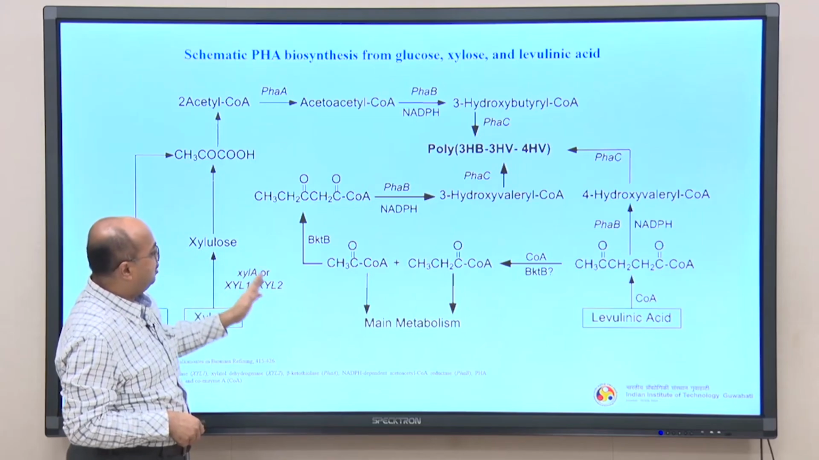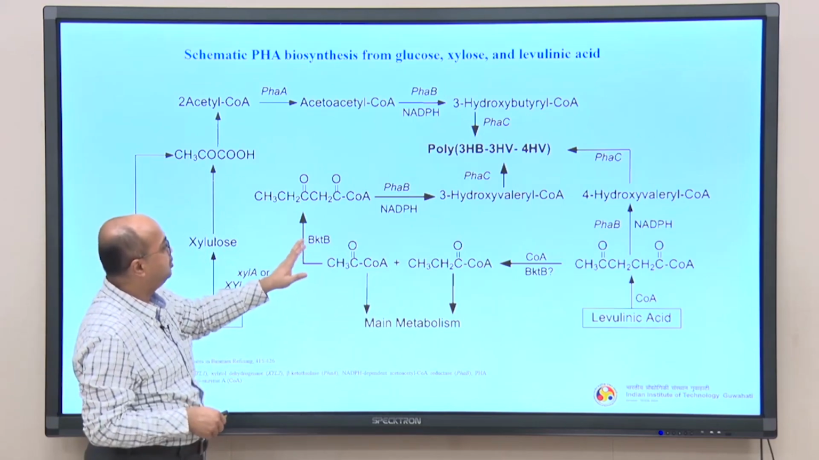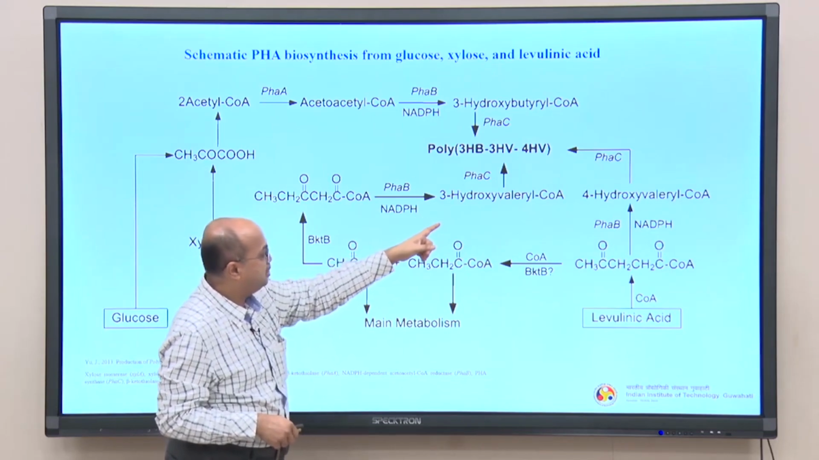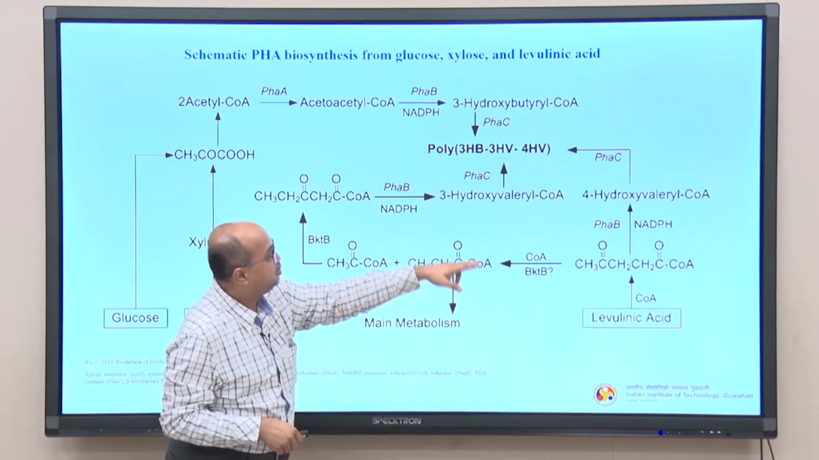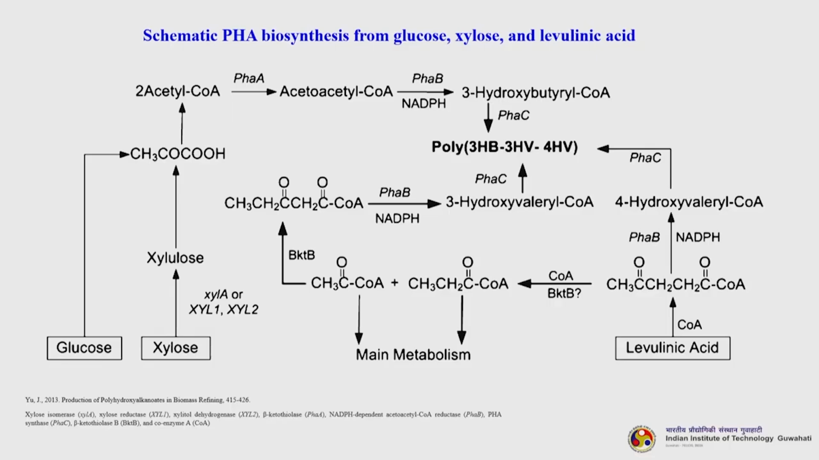And you can see that this is the main metabolism pathway which has not been described here, been left out. This particular component is giving again 3-hydroxyvaleryl coenzyme A, right, and from the levulinic acid also that particular step is going through 2 different intermediate compounds, and finally, we are getting poly 3HB, 3HB and 4HB as the product. Now, there are some intermediate steps which have been skipped here. This is just a simple understanding of the schematic biosynthesis pathway.